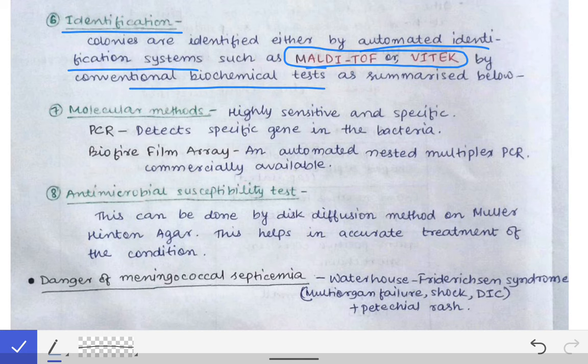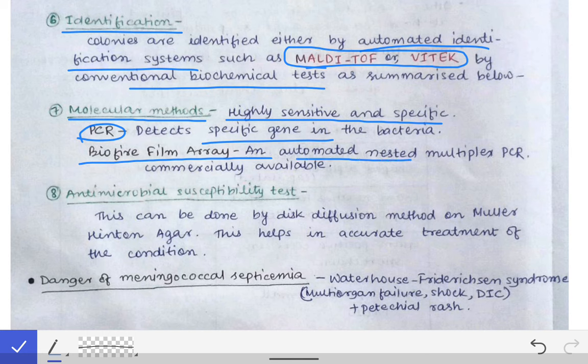Then we have the molecular methods. Why? Because they are more sensitive and more specific, because we identify the bacteria at the genetic level by the molecular methods. So in molecular methods we have PCR, which detects a specific gene in the bacteria. We have BioFire FilmArray, which is an automated nested multiplex PCR, commercially available. So that can also be used for determining which bacteria it is.